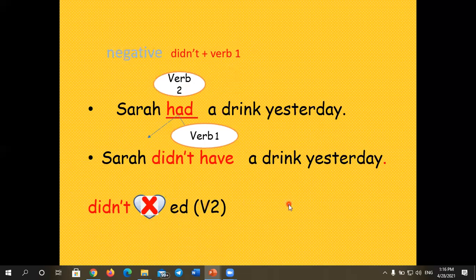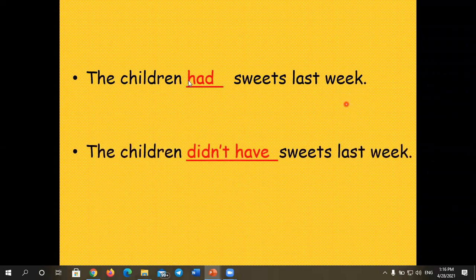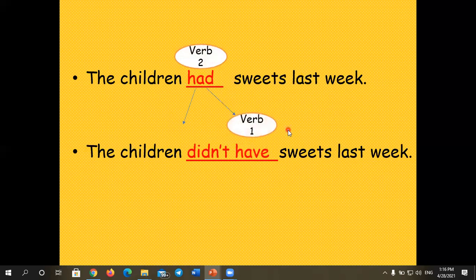Okay, don't forget this rule. Now look at this sentence. The children had sweets last week. If I want to change this sentence into negative, what do I use? What do you think? Excellent job. We use Mr. Did. The children did not have sweets last week. And remember, we changed the verb had into have if we add did not. Why? Excellent, because did not hates ed or verb 2.